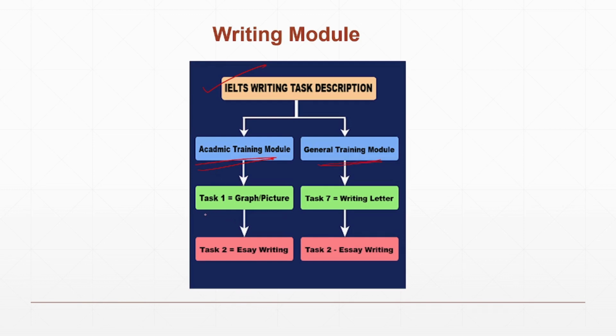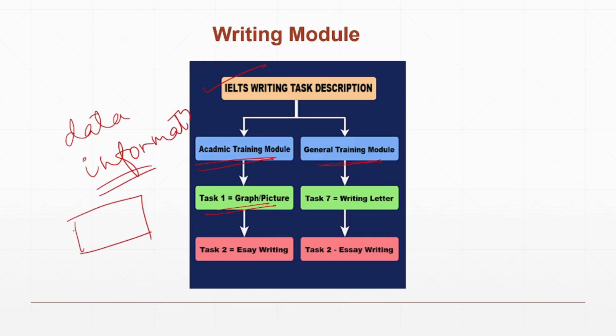In academic task 1 you have a graphical or pictorial representation in which you have a lot of data or information which has to be written in the report format. You can say a paragraph like this in words, and there is a certain limit to that. When it goes for general, then you have letter writing in which you have three different types of letters, and out of these three types any one has to be written in detail, which comes in the exam.